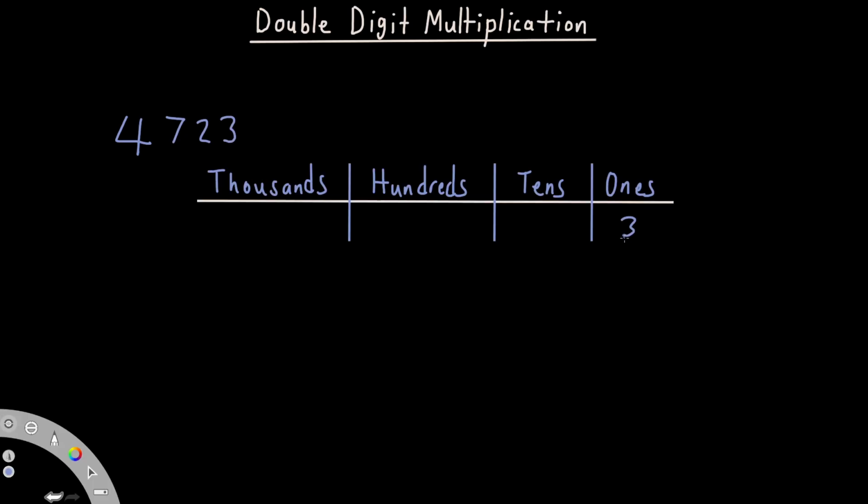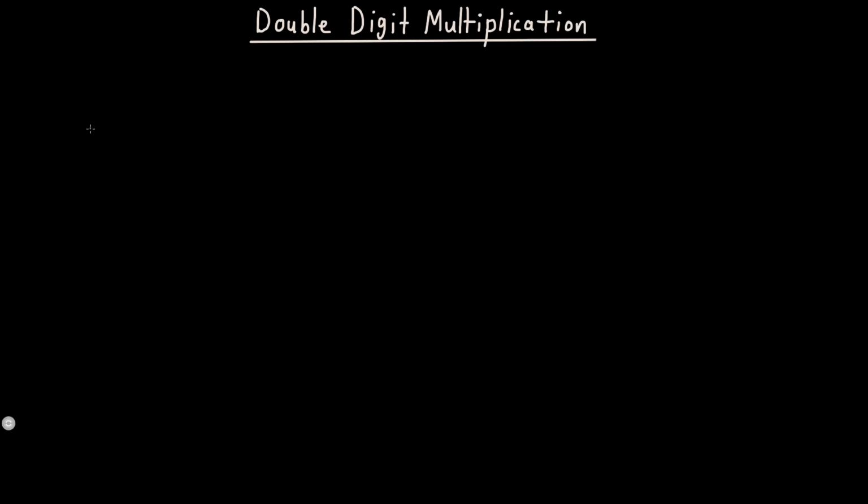3 is in the ones place, 2 is in the tens place, 7 is in the hundreds place, and 4 is in the thousands place. Now it's time to dive in. Take for example 34 times 26.